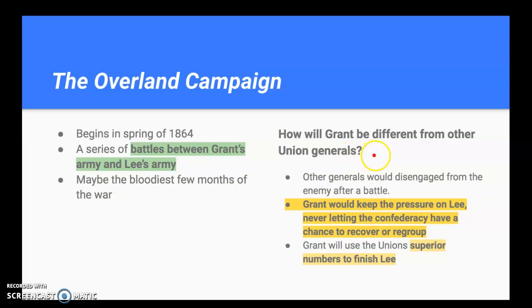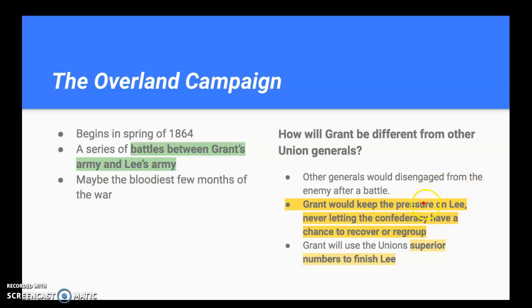So what was Lincoln banking on? How is Grant going to be different than these other generals who had been so disappointing so far? Well, here's what other generals did. They would disengage from the enemy after a battle. Take, for example, Gettysburg. You have the Union under Meade fighting the Confederacy under Lee. Once that battle's over, Lee begins to retreat, and Meade just lets him retreat. He does not follow him. He disengages. He's no longer confronting him.